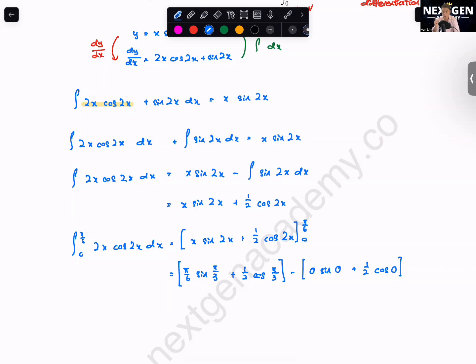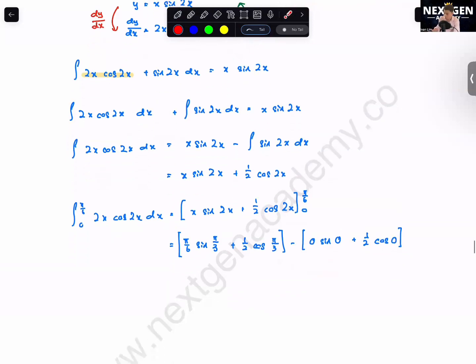Take note on this. Don't assume your sine, cos, tangent of 0 is 0. Use your calculator to check, because cos 0 is not 0. Cos 0 is 1. Too many students see this and say sine 0 is 0, cos 0 is 0, without using the calculator to check. Sine 0 is 0, but cos 0 is 1. Put it into the calculator.